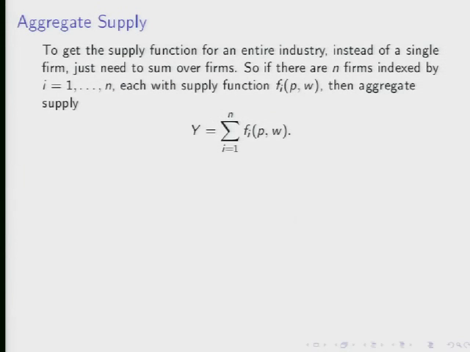I want to think a little bit about aggregate supply here. So aggregate supply is simple in a way, in the same way that aggregating demand for consumers was straightforward. You just take demand for consumer 1, demand for consumer 2, demand for consumer 3, and so on, add them all up, you get aggregate demand. The same thing holds for aggregate supply.